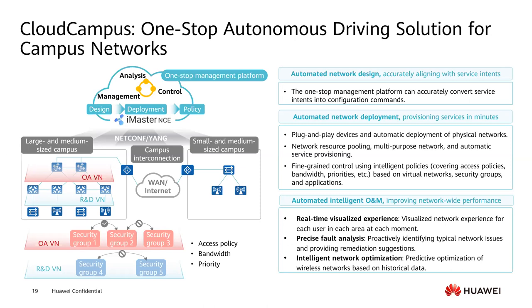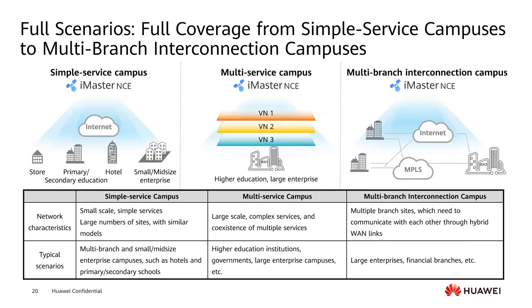Okay, this is the cloud campus solution, a one-stop autonomous driving solution for campus network, and it can support all the scenarios of campus network, like the simple service campus network, like the traditional campus network. It can also support the multi-service campus network. It can separate the network by deploying virtual networks to separate the services or isolate the users. Okay, and it also supports the multi-branch interconnection campus. Later in the SD1 part, we will use the iMaster NCE-Campus controller to implement the SD1 features.